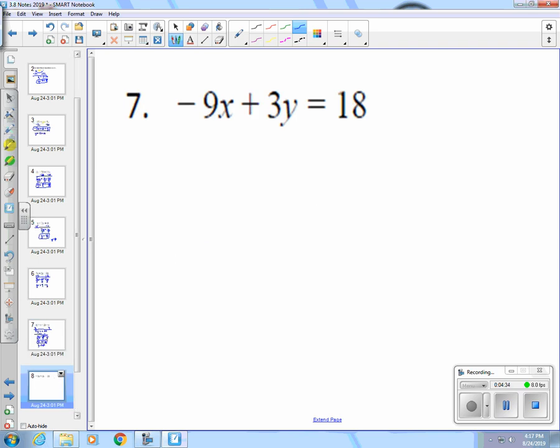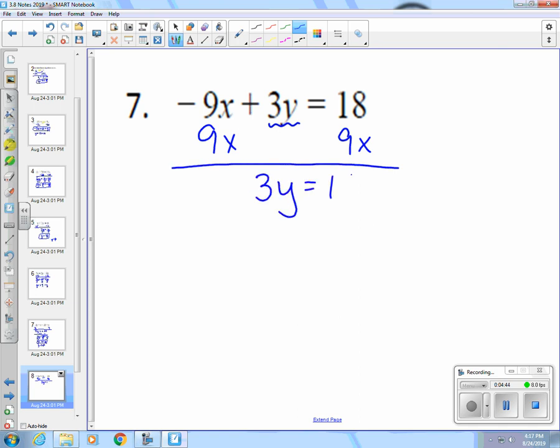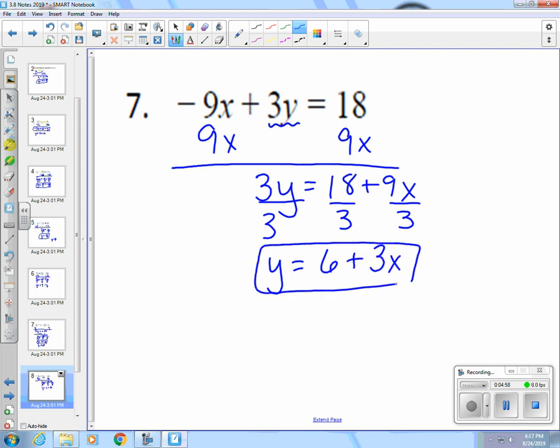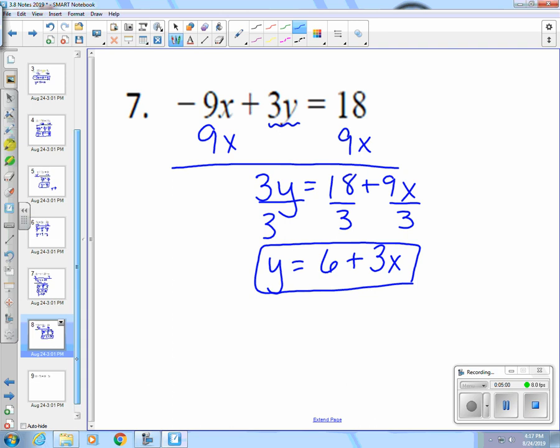Number 7, we need to have this term by itself. So let's add 9x to both sides. And now 3y equals 18 plus 9x. And then divide by 3 on all the terms. Have y equals 6 plus 3x.